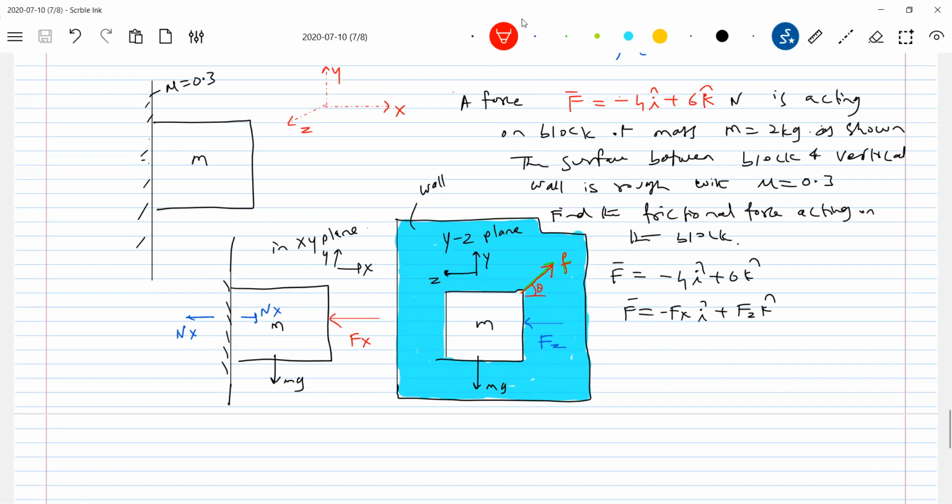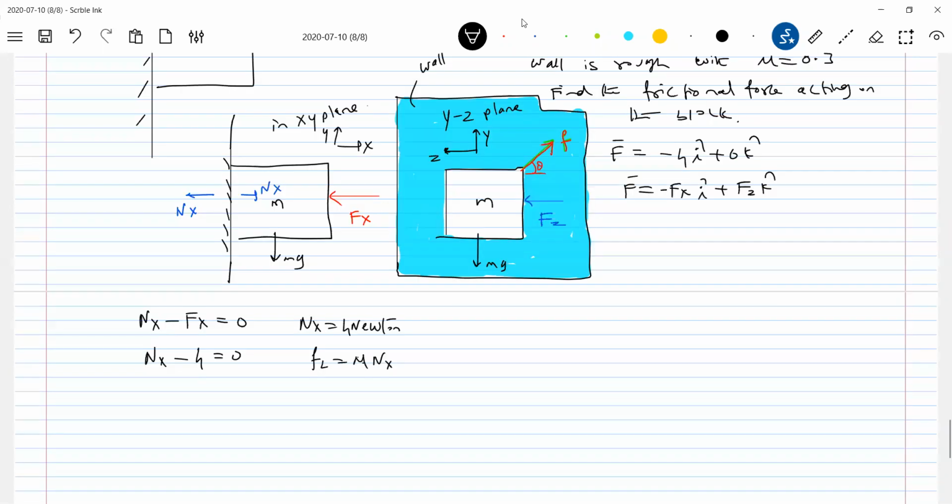I'll write down all the equations. So this will be Nx minus Fx equal to 0. What is the Fx value? 4 Newton. So Nx equal to 4. Then how much is the frictional force? What is the maximum limiting friction? Maximum limiting friction should be mu Nx, no? What is the value of mu? Mu we are given as 0.3.